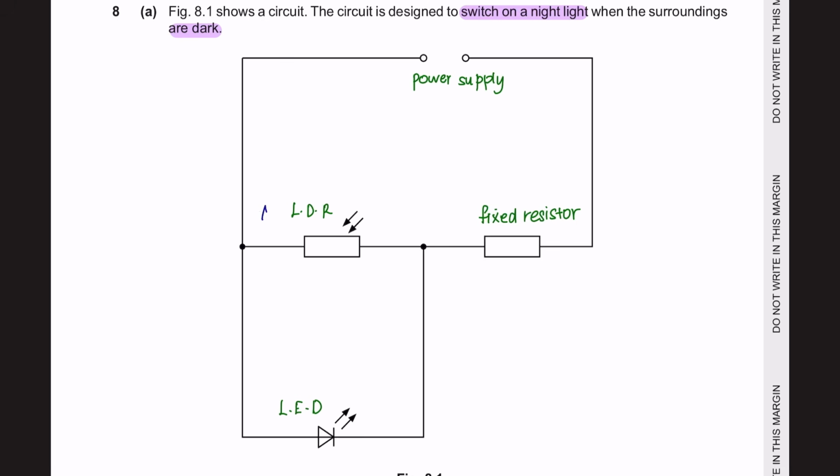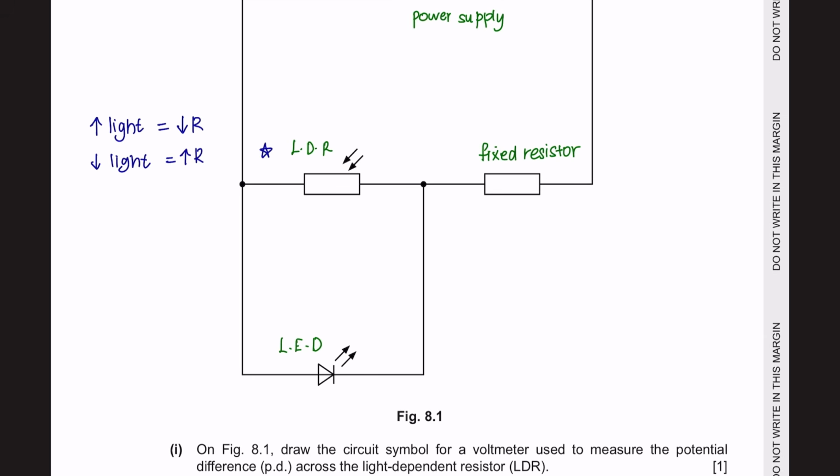Remember that a light-dependent resistor changes its resistance depending on the surrounding light. If there is more light, its resistance will be low. If there is less light, its resistance will be high. However, a light-emitting diode is going to produce light. LDR receives light and LED produces light. So it's not the same thing and make sure you know the differences.